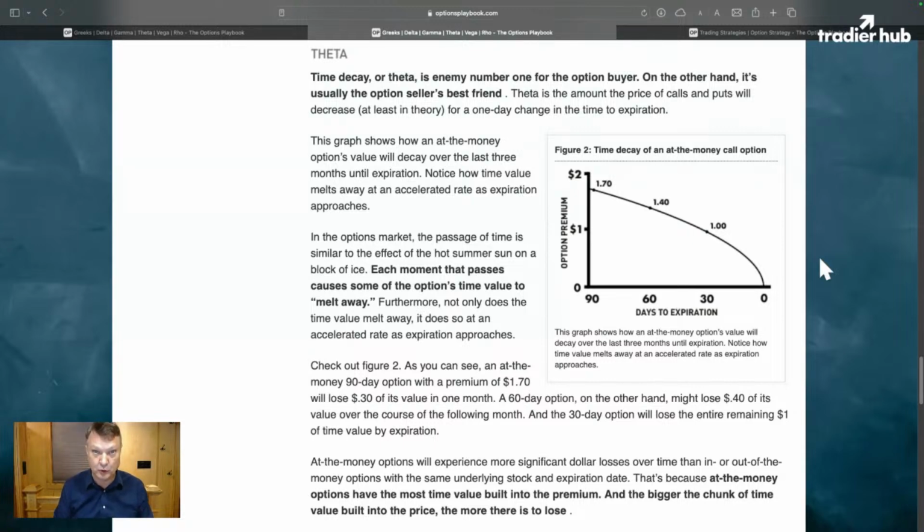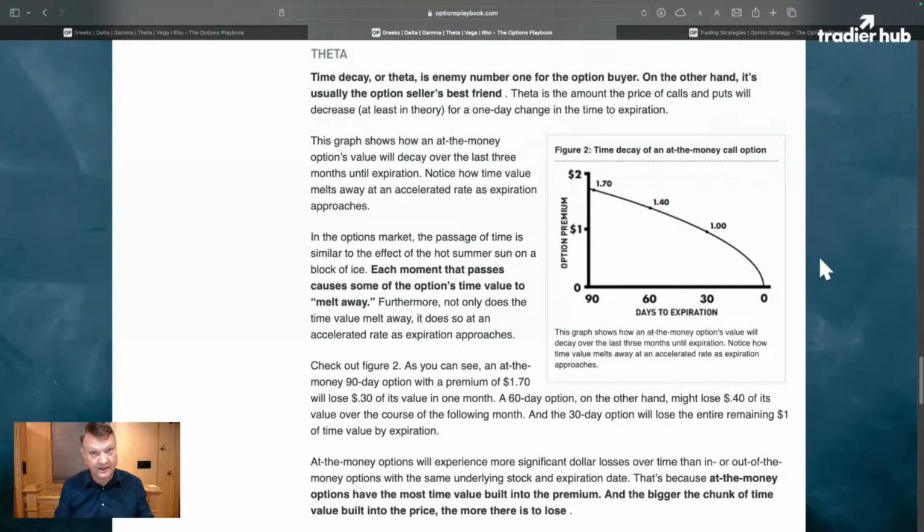Gamma is going to push delta. It tells you how much your delta should move relative to a movement in the underlying. Gamma will tell you how much delta should move when the underlying stock moves $1. Okay, I said that a little better that time.